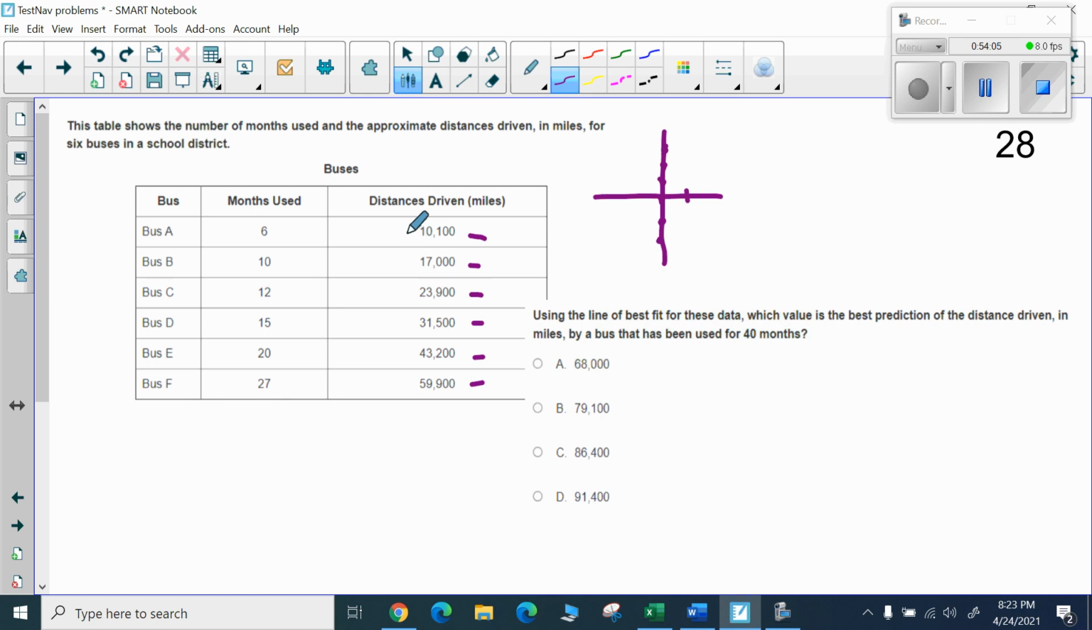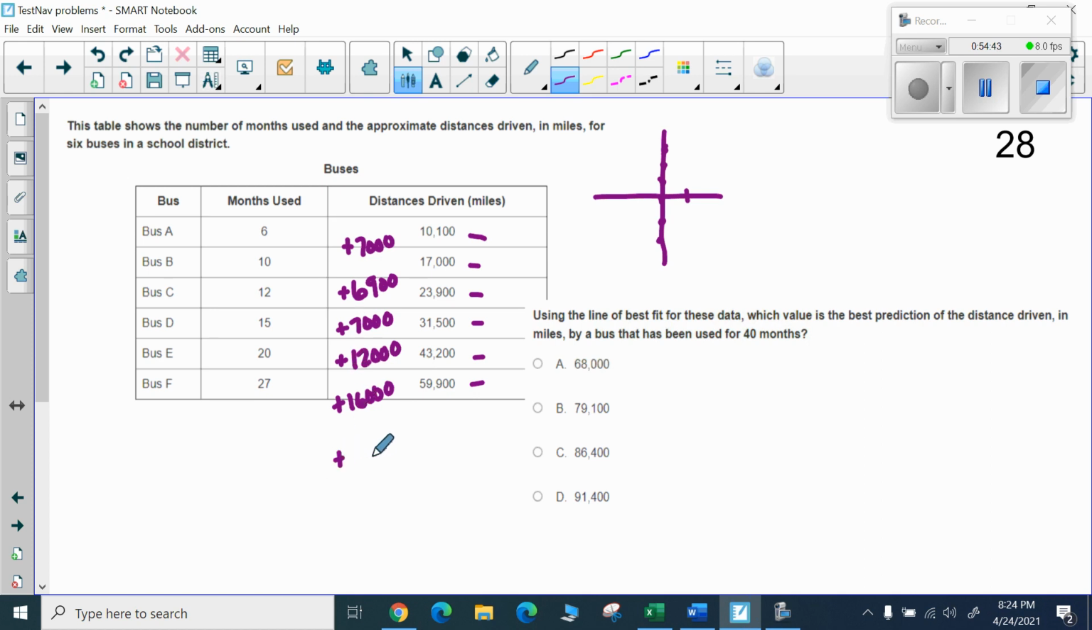I would just say, look at how this is going up. From 10 to 17,000 goes up 7,000. From 17,000 to 23,900 goes up 6,900. From 23,000 to 31 goes up another about 7,000. From 31 to 43, now that one makes a big jump. That's more like about 12,000. So from 43 to 59, you're going up 16,000. So you go up 7, and then you go up 12, and you go up 16.